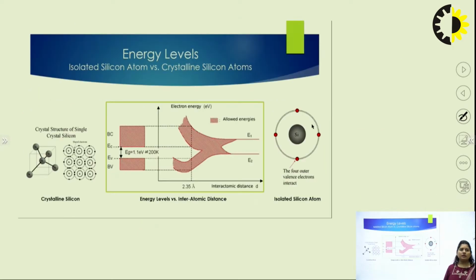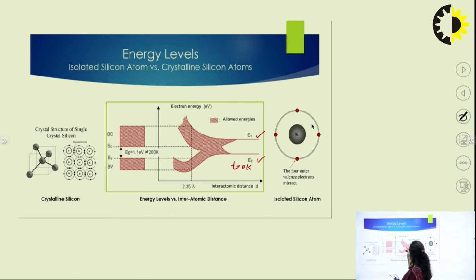So next, what we can show here from this figure is that there are two energy states, E1 and E2, and the atoms are initially very far apart. When they come closer, they will interact with each other and there will be some overlapping between the energy states. So here in the first structure, the higher energy level is E1 and the lower energy level is E2. At temperature 0 Kelvin, the atoms are far apart.